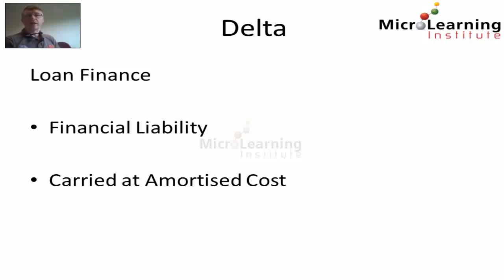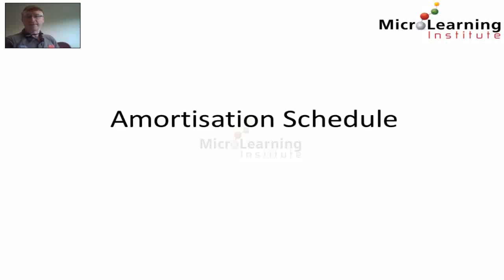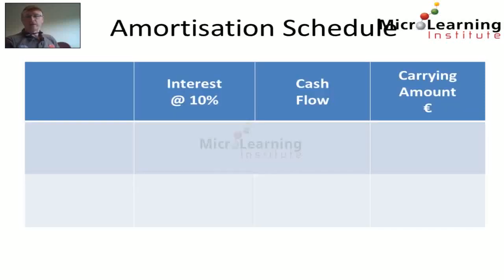So firstly, we must prepare the amortization schedule for the financial liability. This is the structure of our template for the amortization schedule. Note that the amortization schedule is prepared in euros, even though the functional currency of Delta is dollars. So this is the amortization schedule in euros.